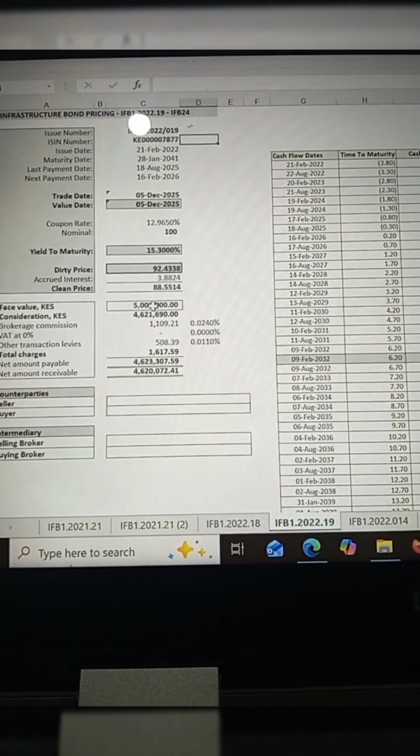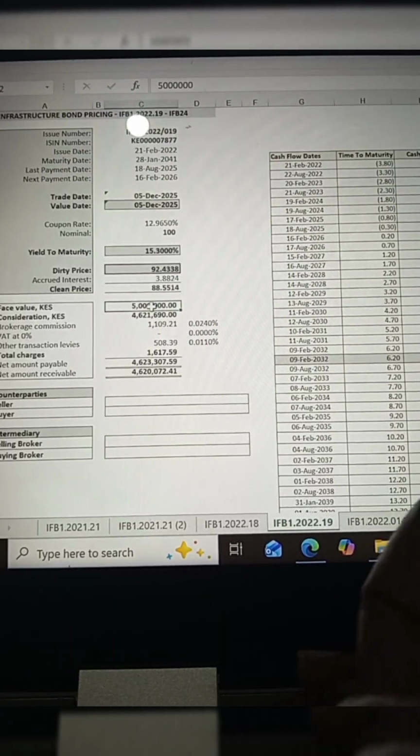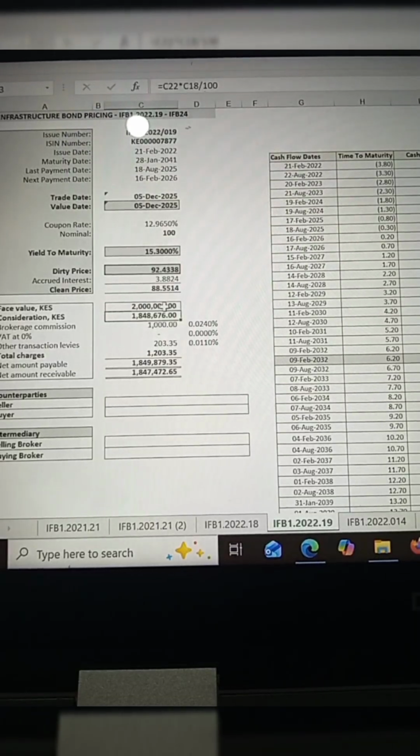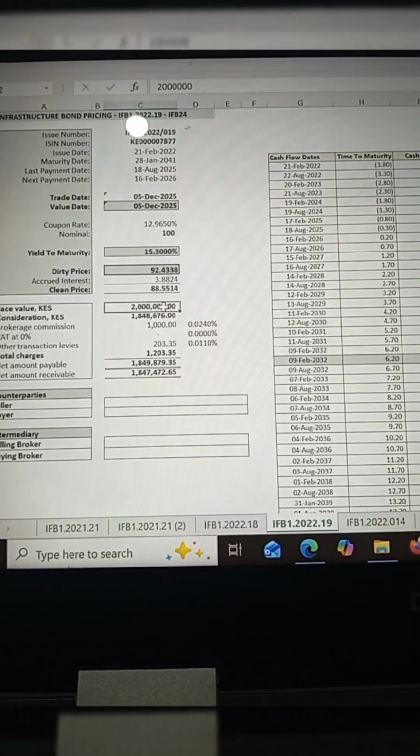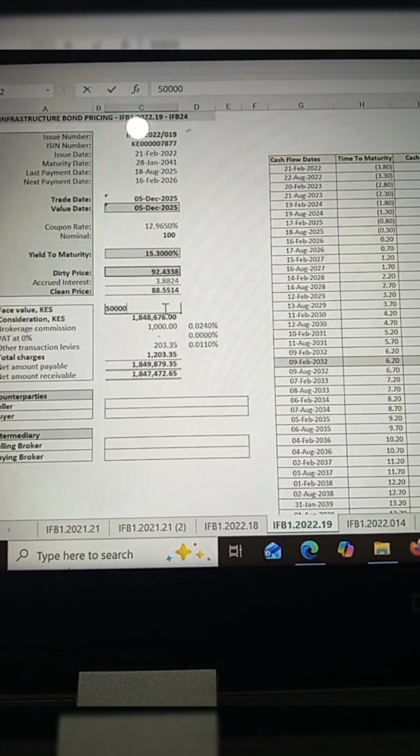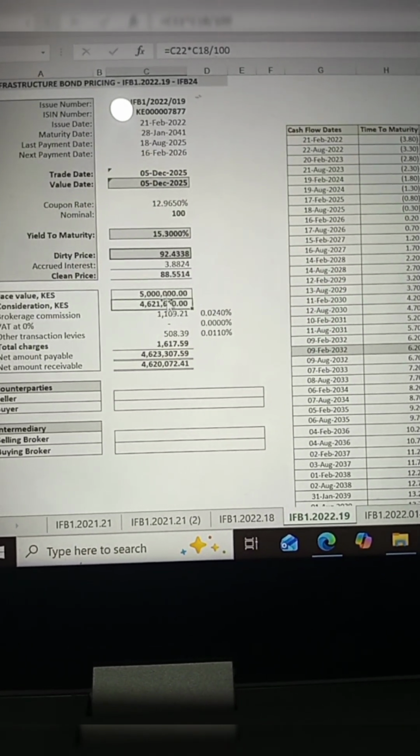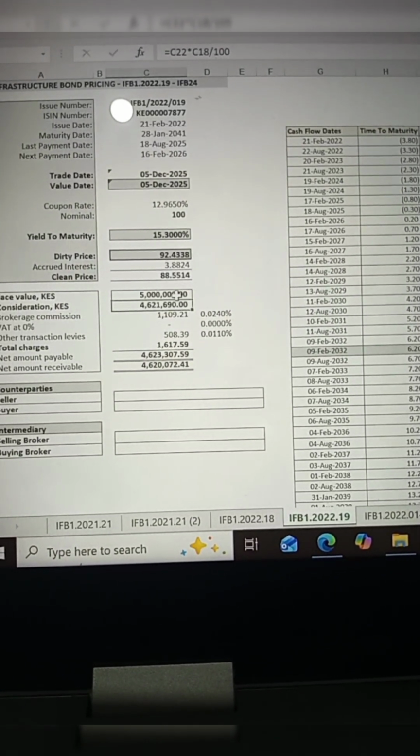So at 5 million, let me just do this so that you can see. Assuming that was the wrong figure, now let's do the 5 million: 1, 2, 3, 4. So we're assuming the client is buying this bond worth 5 million.